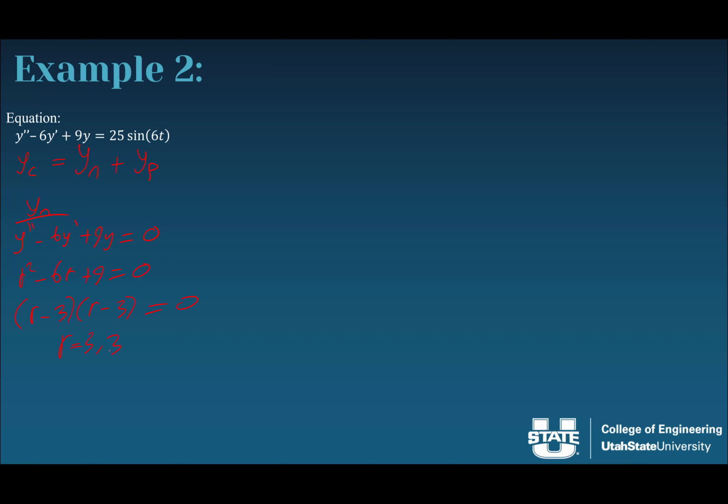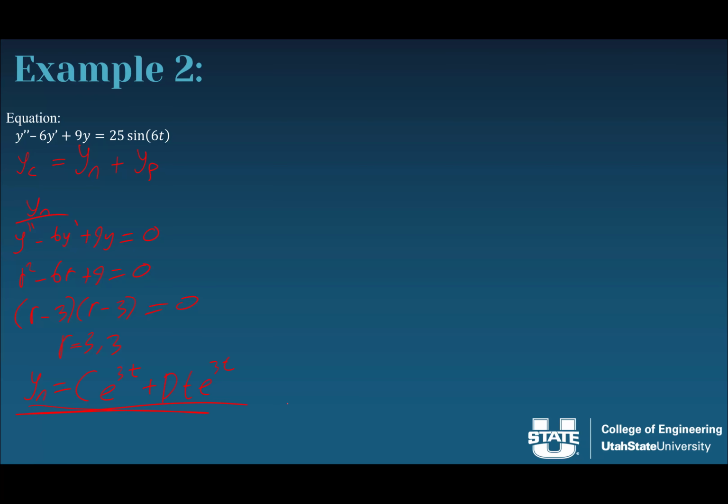So since our root is repeated, our y null solution, not only will it have the form of some constant c1 e to the 3t, it's actually going to have another part to it. And it's going to be plus some other constant c2 t e to the 3t. See how that works? So that is what our y null is going to look like.